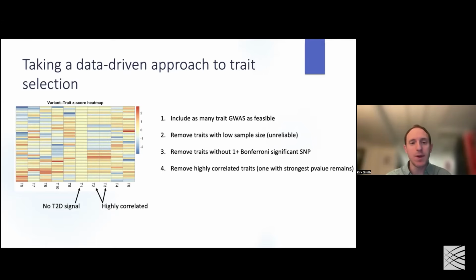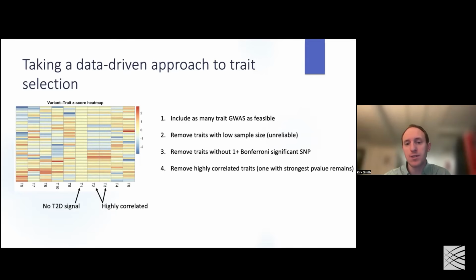In our most recent paper, I think we included about 160 traits initially, and then the final matrix ended up at around 110 traits. This slide goes over how we get from that 160 to that 110. Once the initial variant trait matrix is formed, we have our T2D SNPs on the y-axis, and we've pulled all the z-scores for these initial traits that are on the x-axis. Now we start pruning the traits.